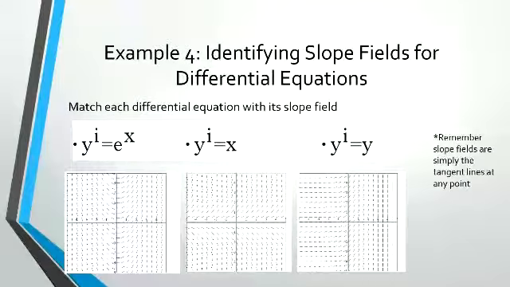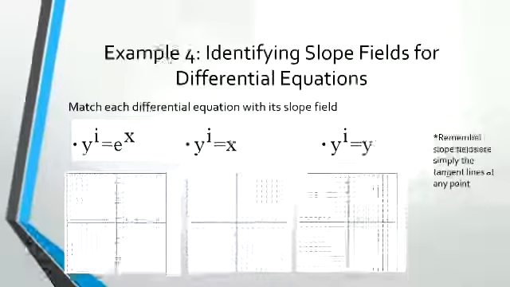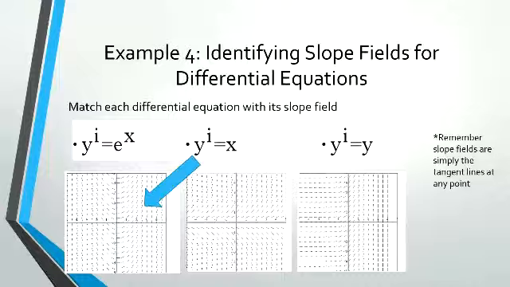Now that you can graph them, can you match them? Remember, slope fields are simply the tangent lines at any point. Since for the first one, everything along the y-axis is 0, we know it has to be the graph of y prime equals x. The same is true for the second one, but along the x-axis, so it's the graph of y prime equals y. And the third graph pretty closely resembles the graph of e to the x. Coincidence? I think not.